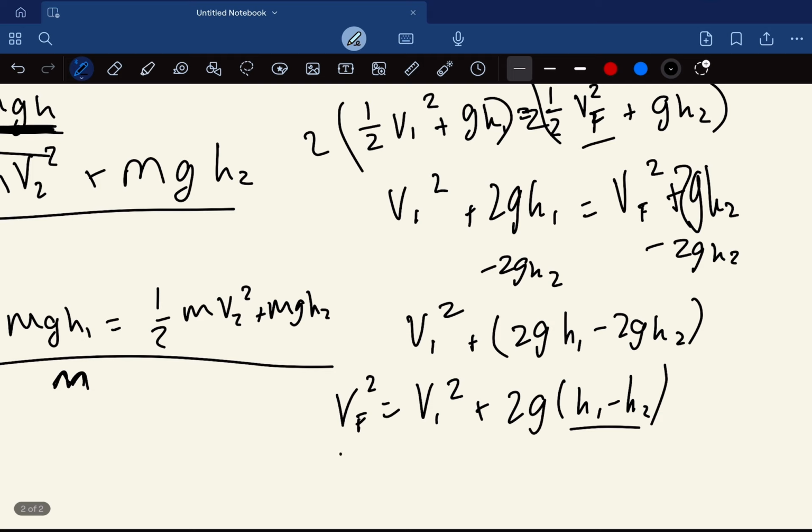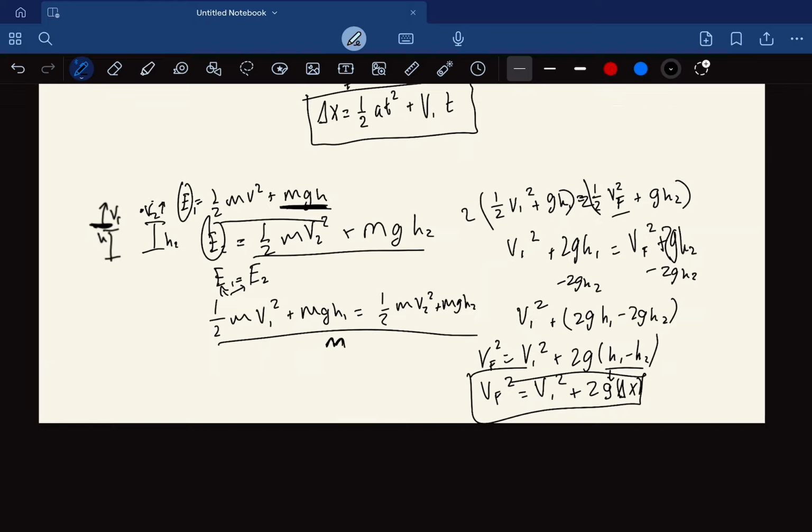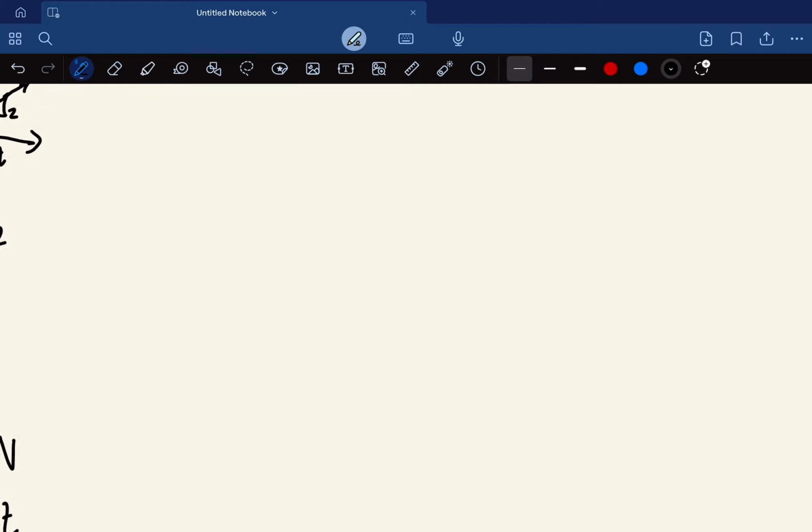So we have vf squared equals vi squared plus 2 times g, which is acceleration due to gravity, times delta x. There is our second equation. So let's move somewhere else on the page for our next part.